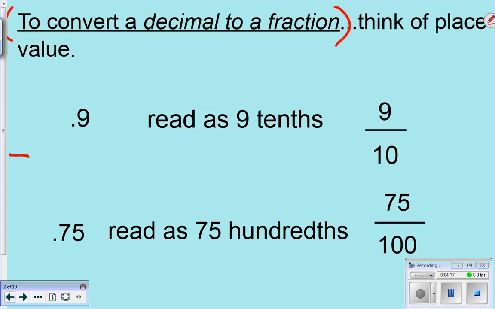Okay. Now, when you convert a decimal to a fraction, what you're going to do is you're just going to read this. What does that say? It says 9 tenths, right? Okay. So all I'm going to do is put 9 over 10, and I'm done. It's into a fraction already. 9 tenths. That's it.